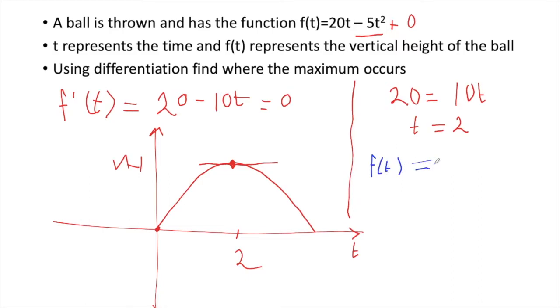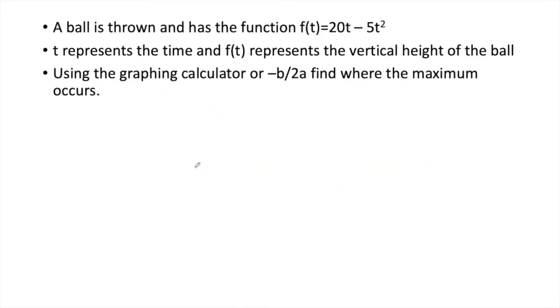So f of t is equal to 20 times 2 minus 5 times 2 squared. So that's going to be 40 minus 20, so that's going to be 20. So we're going to say the vertical height will be 20. But of course, there are other ways of doing this problem, which you won't use in the differential topic, but you might use in other topics.